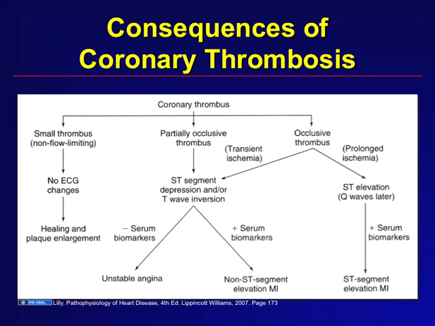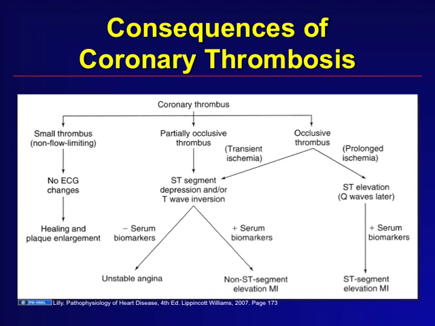So if they come in with unstable angina and ST changes, but their biomarkers are negative, we're going to call it unstable angina. If the biomarkers turn positive, we're going to call it a non-ST elevation MI. They might have had ST depression, T-wave inversions, or just a little flattening of their EKG T-waves, but they had a symptom, partially occlusive thrombus, and a biomarker. And this extreme is an occlusive thrombus, prolonged ischemia, often ST elevation, leading later to Q waves. Their biomarkers are up, and they're having an ST segment elevation MI.